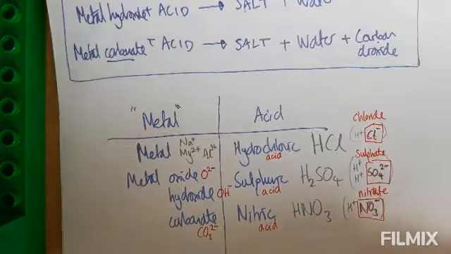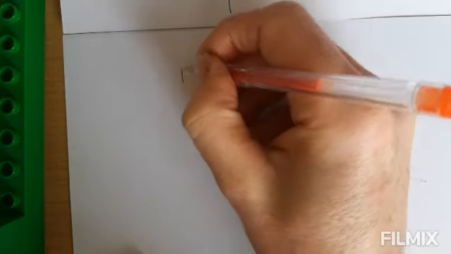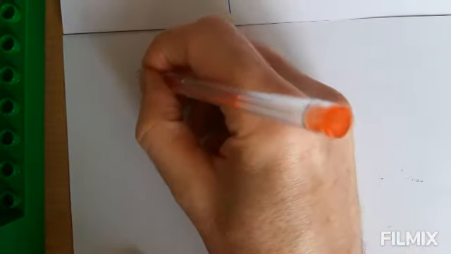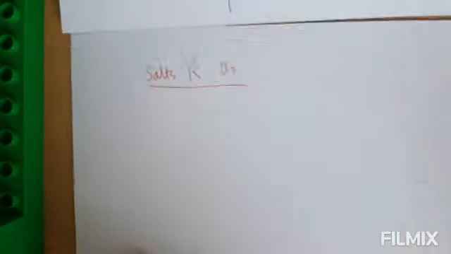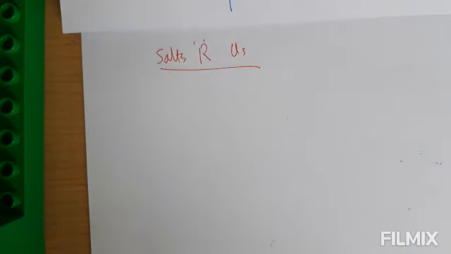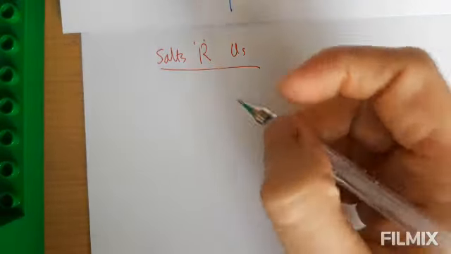Okay, so what we're going to do now is go back to our little story from the last video, which is, oops, I'll write the R first. Salts R Us. This is where somebody rings up and asks for a salt. And what we have to do is choose the right acid and the right metal compound to make that salt. So we're going to go with it now.